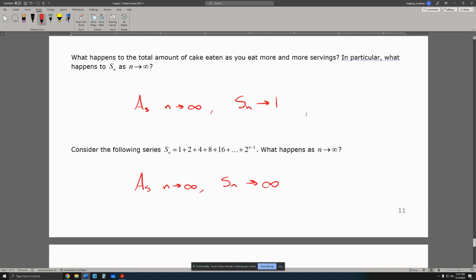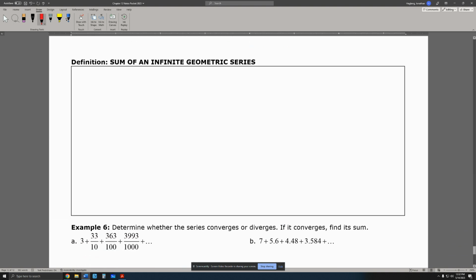So we see two cases. As we increase the number of terms in the sequence, we can approach a finite value, or we can approach infinity or negative infinity. So now flip a page. Let's go ahead and talk about the sum of an infinite geometric series. There's a couple things we need to consider.